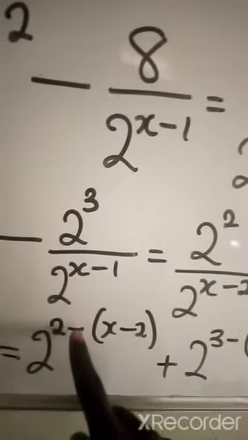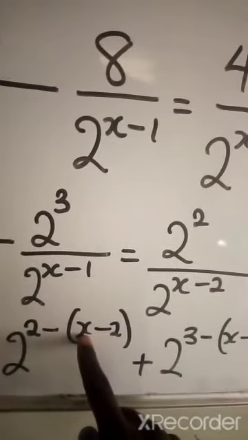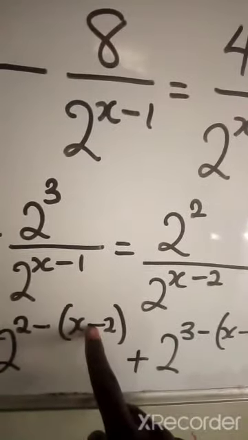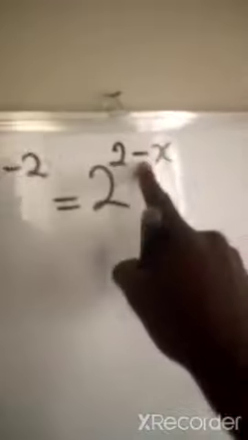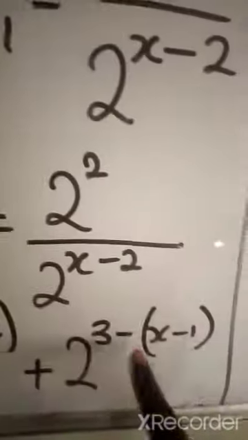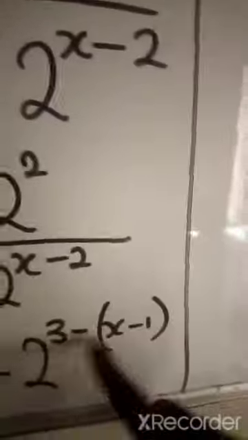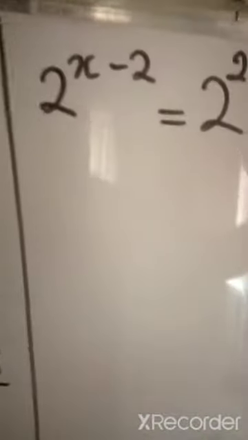If you open the bracket, minus times x will give you minus x. Then minus times minus 2 will give us plus 2. So now this will give us 2 minus x, because minus times x gives us minus x, then minus times minus 2 gives us plus 2. So then the last one, also open the bracket: minus times x will give us 3 minus x. Then minus times minus 1 will give us plus 1.